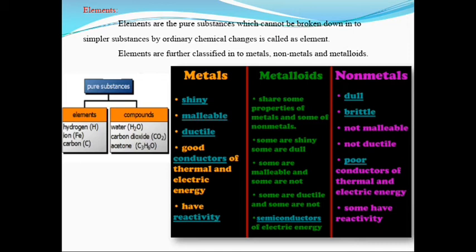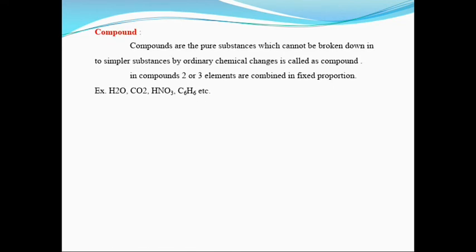Okay, the different examples of metal: there is iron, silver, gold, platinum. These are metals, while the examples of non-metals are carbon, oxygen, nitrogen, etc. So these are non-metals. Okay, so the next part that we try to see, the compounds. Now compound, so compounds are pure substances which cannot be broken down into simple substances by ordinary chemical changes, that is called as compound.